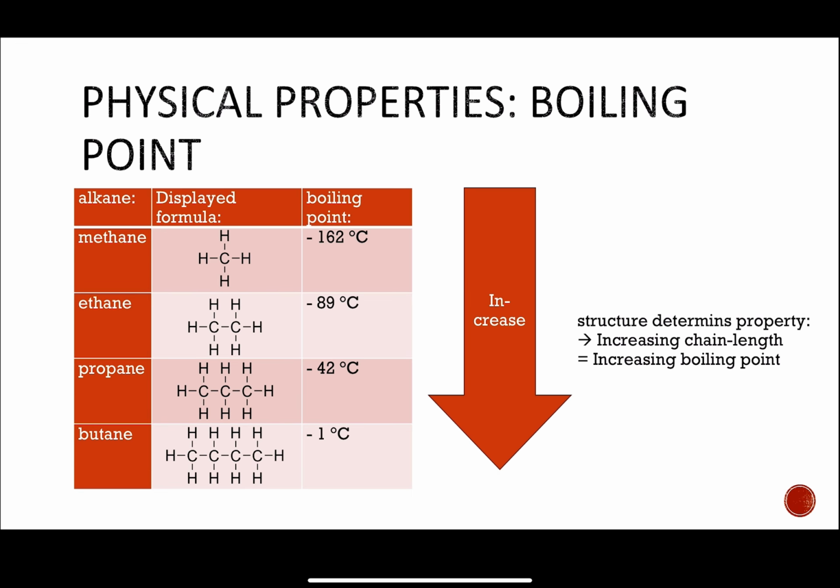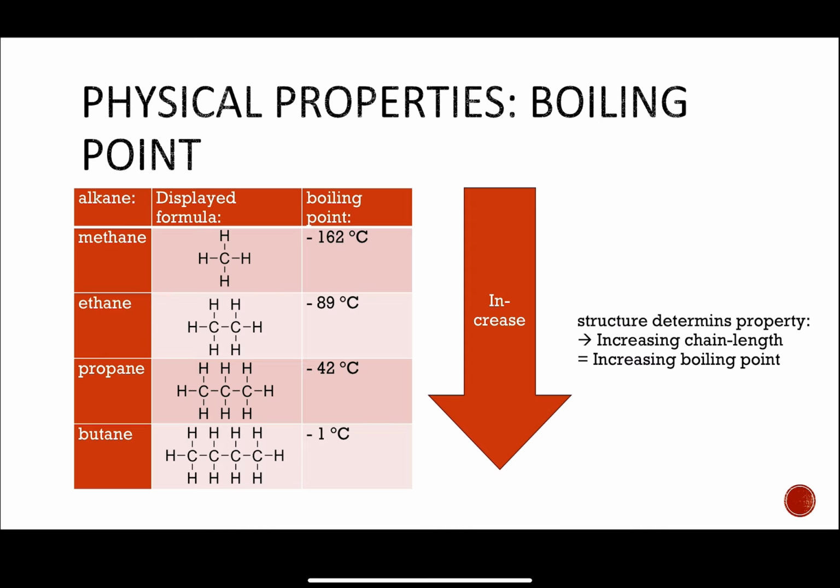Let's start off with the physical properties, exemplified by the property boiling point. We already know the four alkane molecules: methane, ethane, propane, and butane. You can see the displayed formula in the table. Each of these alkanes has its specific boiling point. And what we can see as a trend is that the boiling point increases from methane to butane.